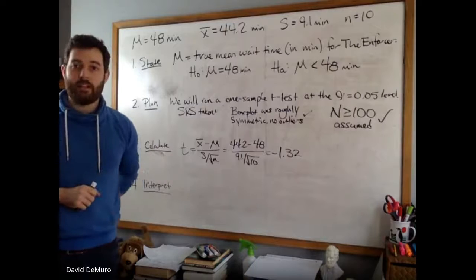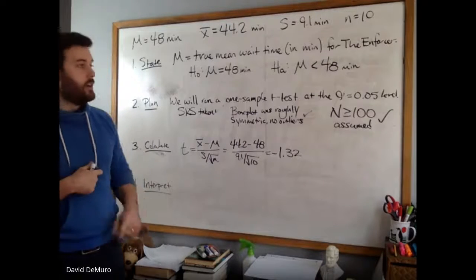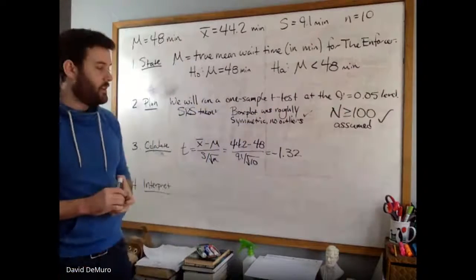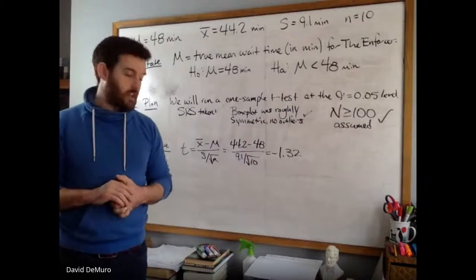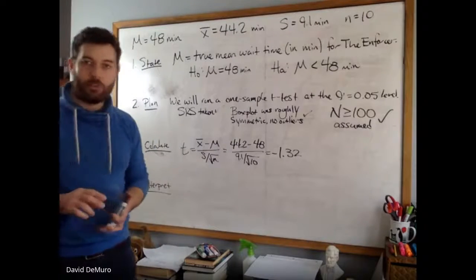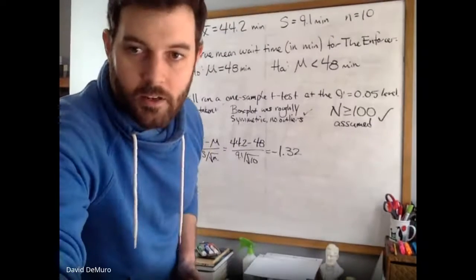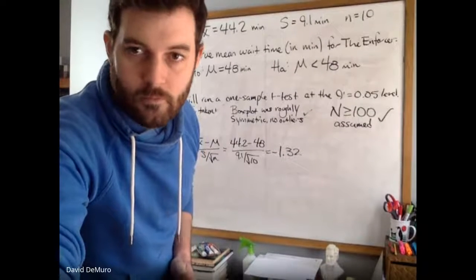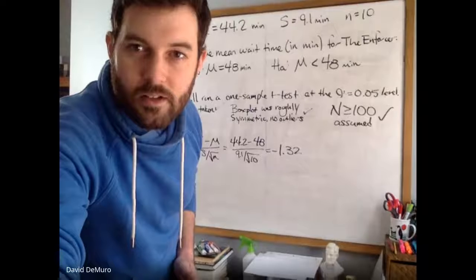From that test statistic, now we need to calculate a p-value so that we can compare to our alpha level to see if we have enough evidence or not enough evidence to reject the null hypothesis. Now, there's a couple different ways that you can do that. So let me pull up the table, and I'll show you how to find that on table C.